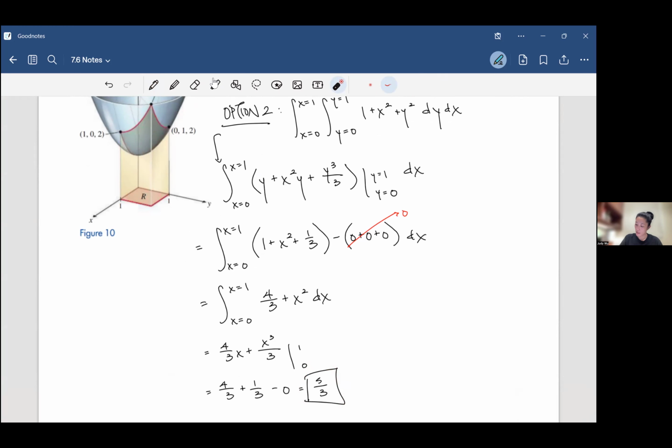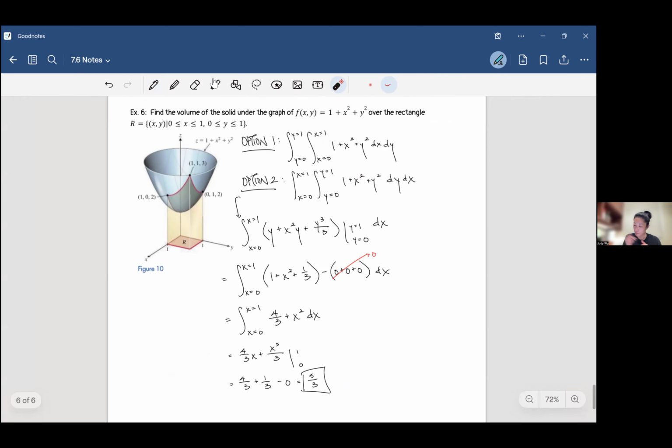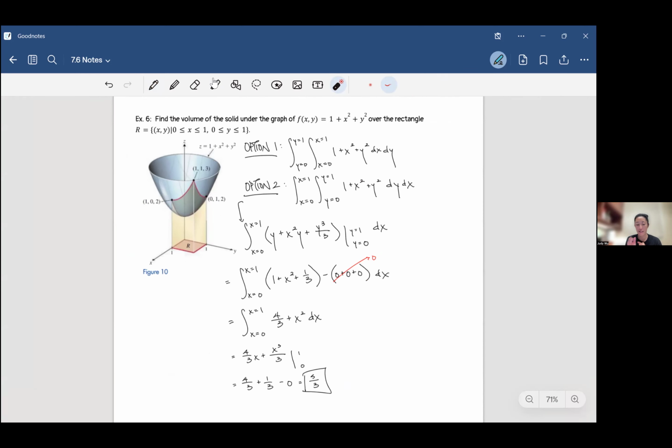All right, so let's get that all on one page for you. I think this is a very reasonable one for you to do both ways. So go ahead and try option 1, see if you can match that answer of 5/3, and let me know if you have any questions. All right, see you soon.